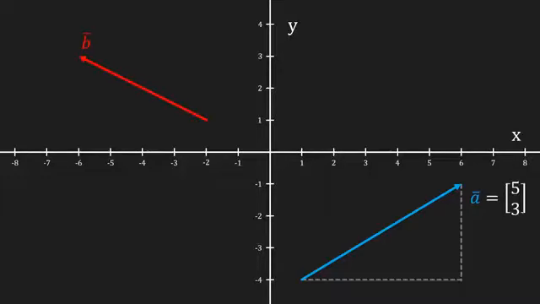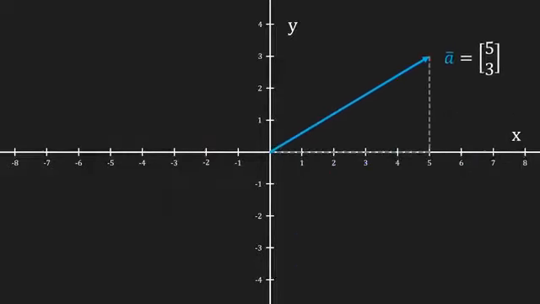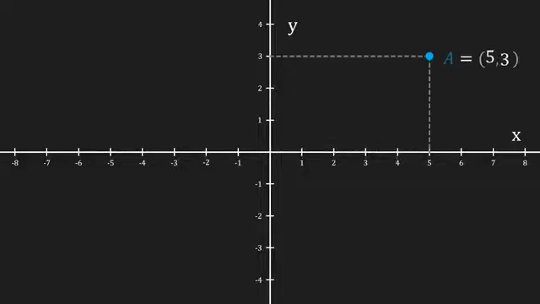To calculate its components, we take 4 steps to the left, which gives us -4, and we take 2 steps up. We can then write these components once again between square brackets. As I said earlier, vectors do not have a position. However, if we assume that the tail of a vector is sitting at the origin, then we can think of a vector as being a point.